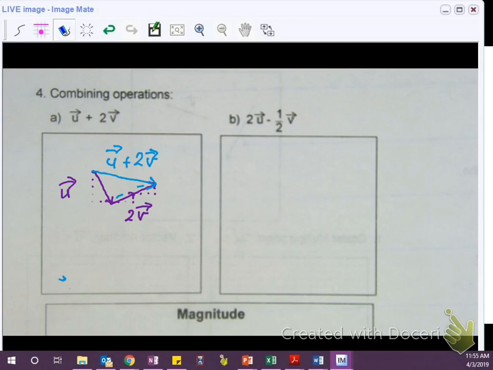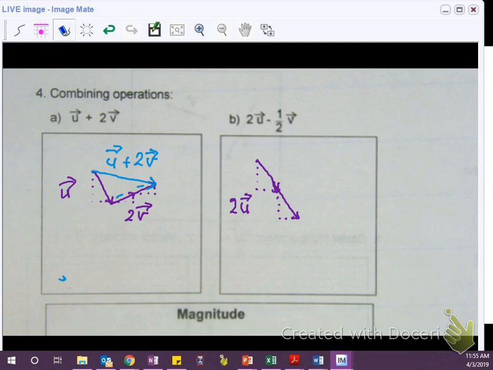Okay, so now for the next one, we want twice U. So I'm going to pick a point. 1, 2, 3, 4 over 2. So that's 1U. Then I'm going to do that again, and over 2. So this is twice U.